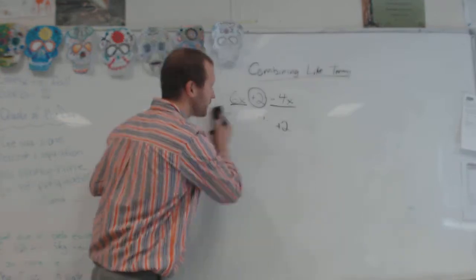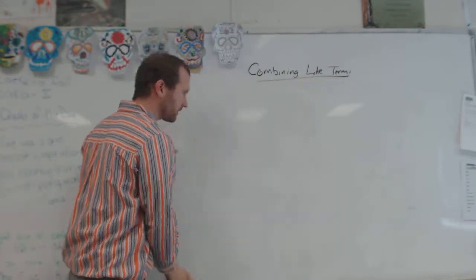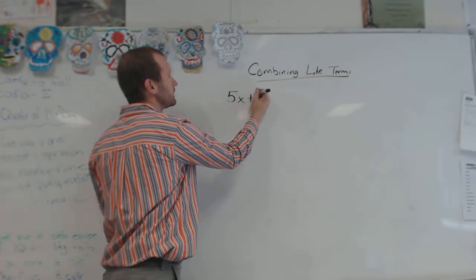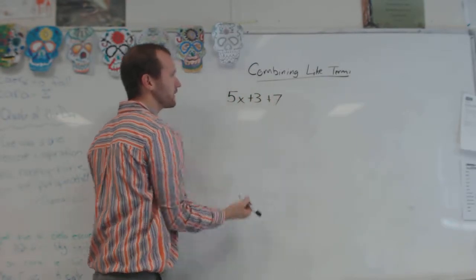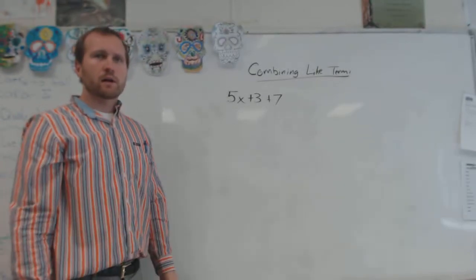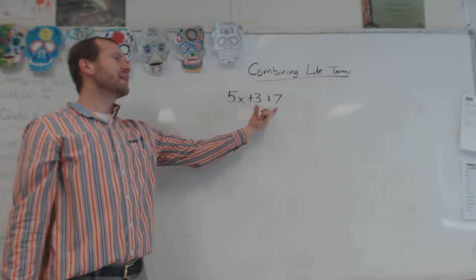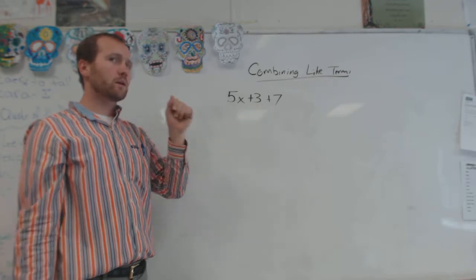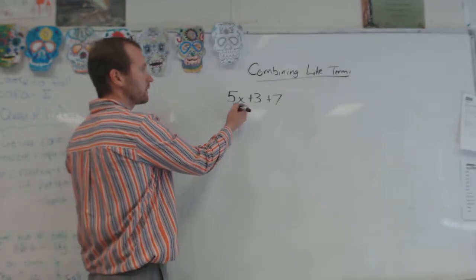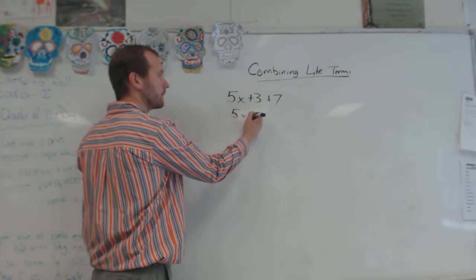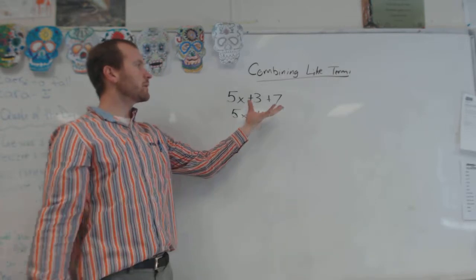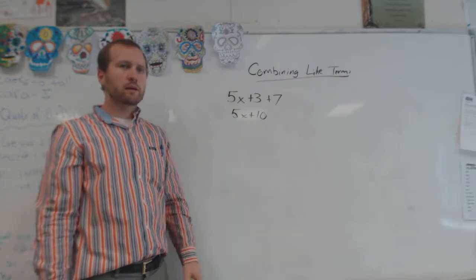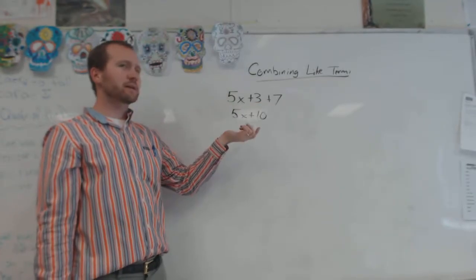Okay. Now, we could see a couple other things. What if I had this? 5x plus 3 plus 7. Oh. I have like terms here, but they're not the x term. So, oh wait. 7, 8, 9, 10. So it's 5x plus 10. You guys got it. So I'm combining my like terms. Same thing. It's just that now my like terms don't have x's.